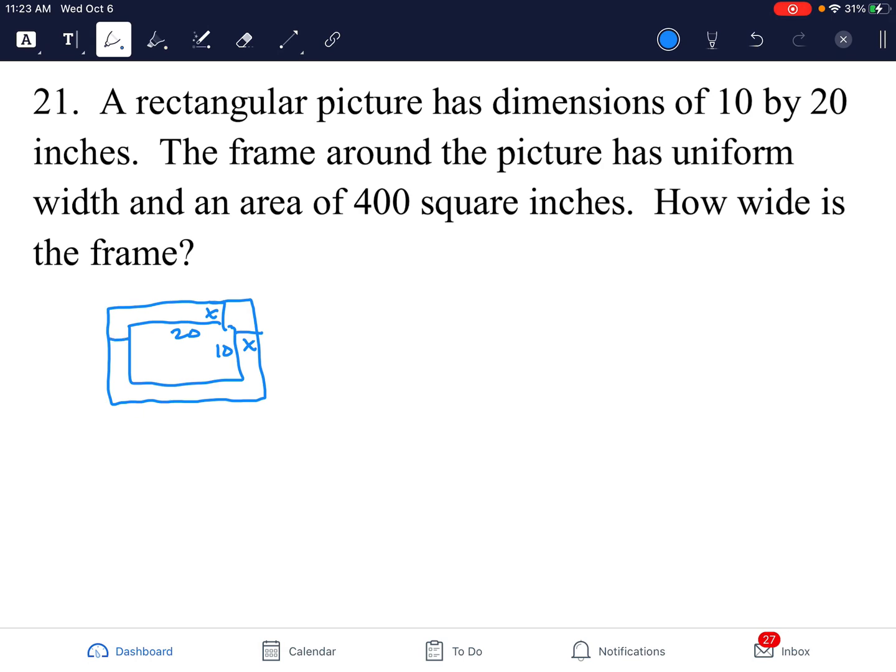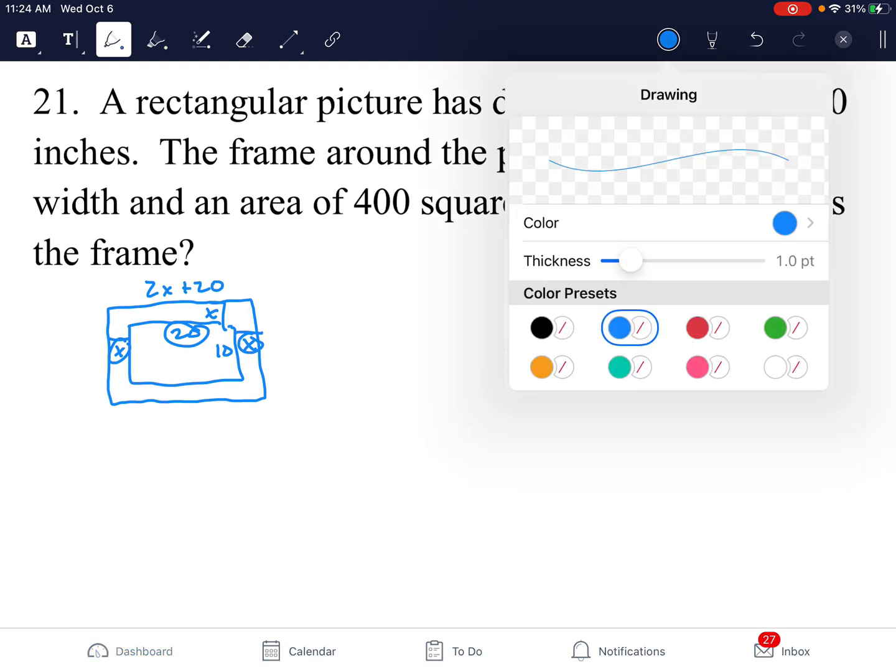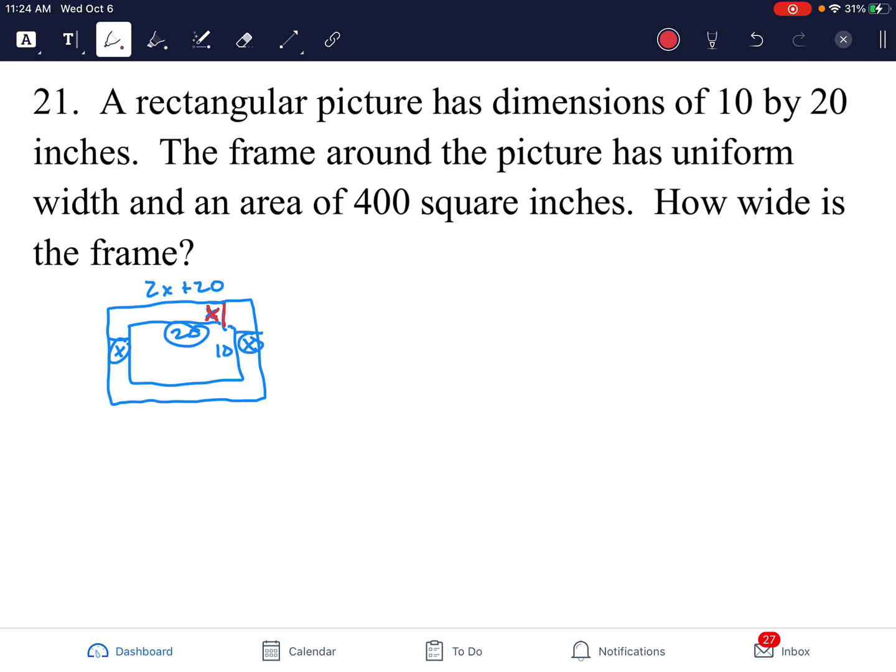And because it's uniform width, we have x plus 20 plus x. So it's these three. That gives you 2x plus 20. All right, on the other side, we have x. We'll do it in a different color just so you can see it. We have x, this x right there. We have the 10. We have this x right here, which gives you 2x plus 10. Go back to blue. Okay, this is the basic picture you need. You don't need the circles, but you do need to show what the dimensions of the picture frame are. All right, so I've drawn my picture.